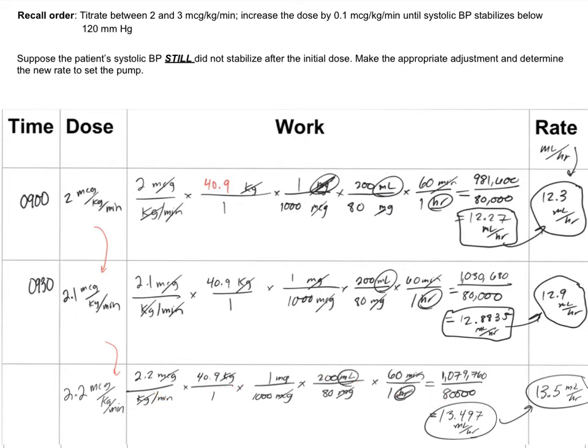There, I got 13.497 as my exact value, and then I rounded that to the tenths place to get 13.5. Now, as you might be able to tell, this could get a little bit tedious if we have to do this calculation over and over again. Thankfully, there is a better way, and we can summarize all this information by considering the relationship between the dose and the rate. So let's go to the next slide and summarize this relationship.